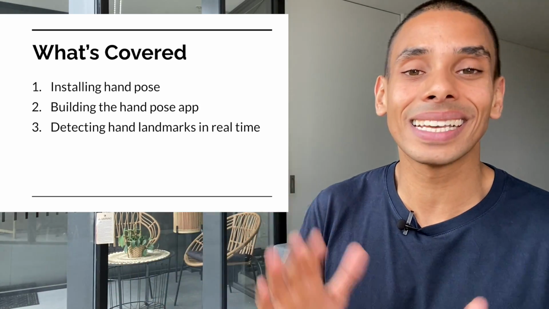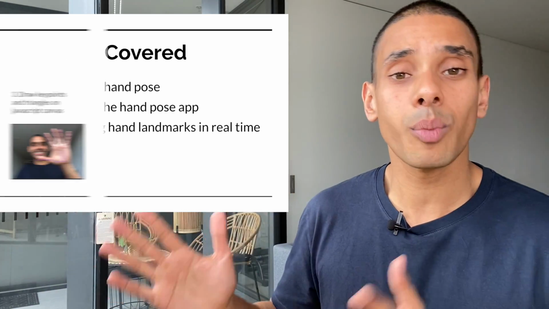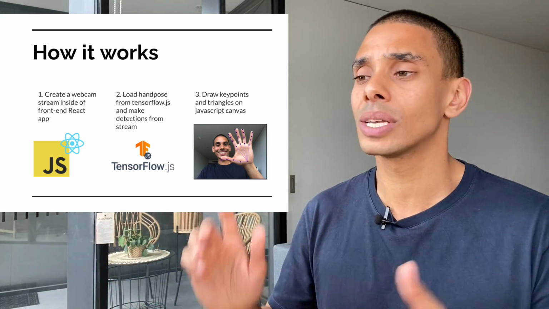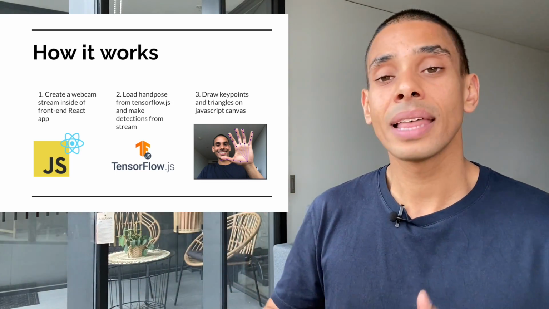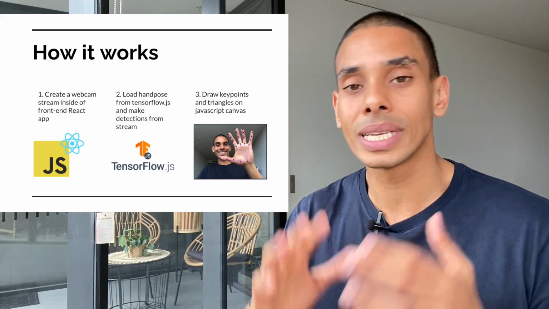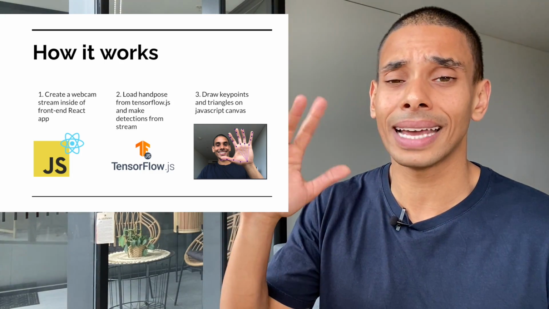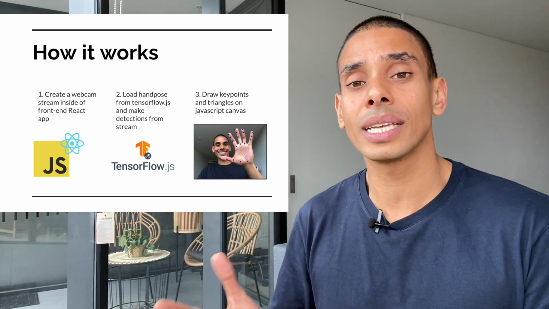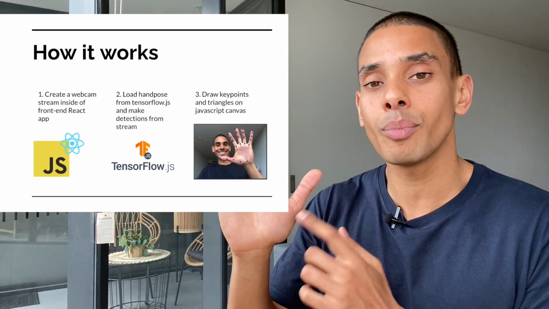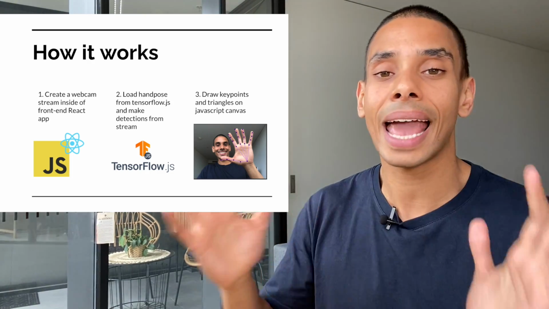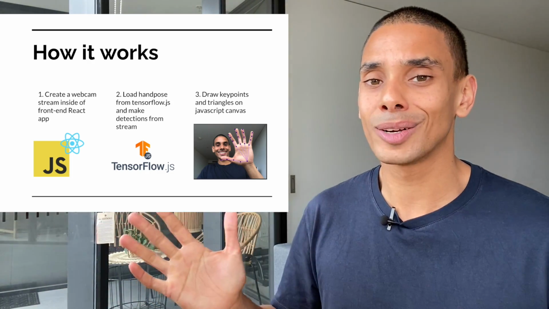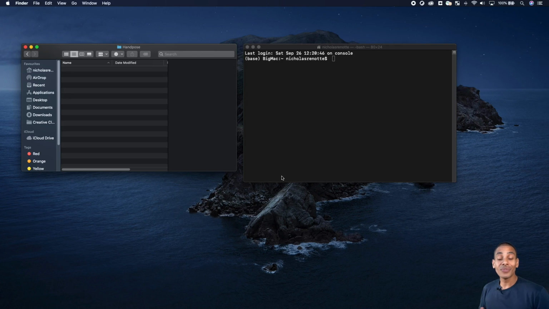So how is this all going to work? First up, we're going to be creating a webcam stream using React and React Webcam. Then we're going to load our hand pose model using TensorFlow.js to allow us to detect our hand. And then last but not least, we're going to be able to draw our different key points and landmarks using the HTML canvas. Ready to do it? Let's get to it. So in this video, we're going to be building our very own hand pose detector.